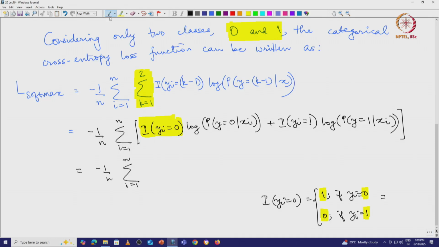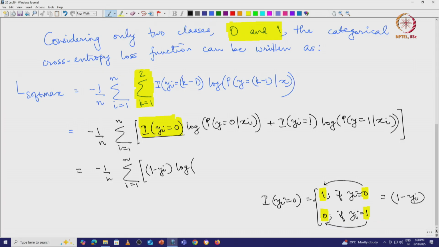So you can simply write it as 1 minus yi, right. So if yi equals 0 you will get 1, and if yi is 1 you will get 0, right. So I am going to replace this indicator function here with 1 minus yi. So this becomes 1 minus yi followed by log of the probability of y equals 0.